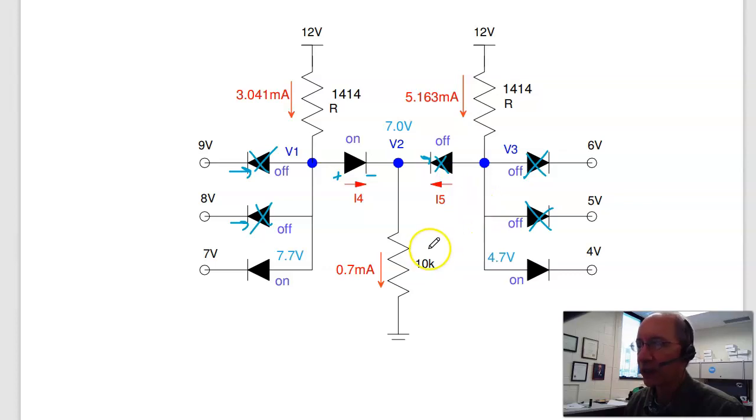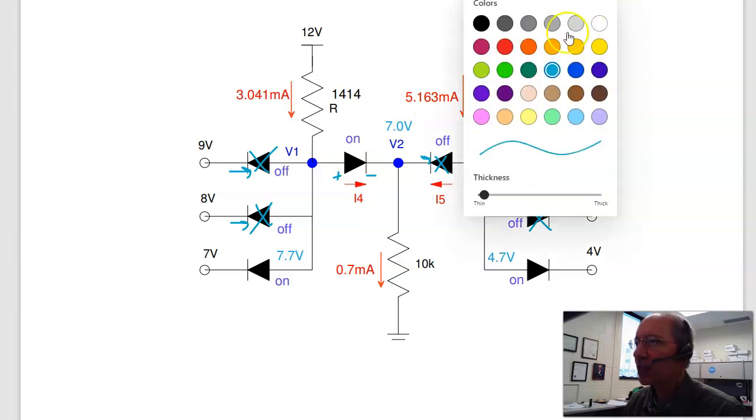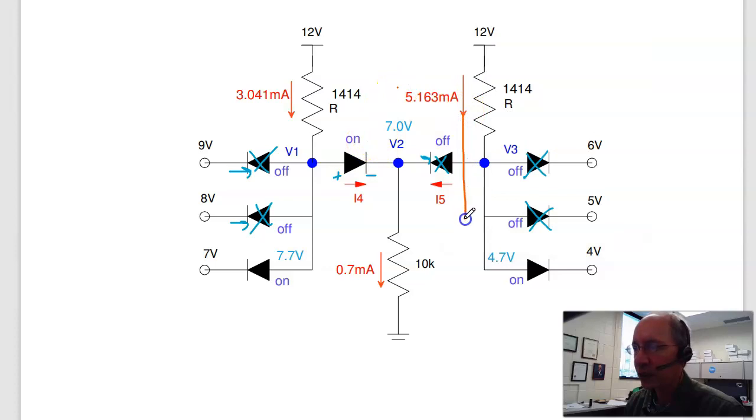So that's the voltages. Now find the currents. 7 volts at 10K is 0.7 milliamps. 12 minus 7.7 over 1414, 3.04 milliamps. 12 minus 4.7 over 1414, 5.1 milliamps. Currents have to go somewhere. So if this current has no place to go, it has to go through that bottom diode.